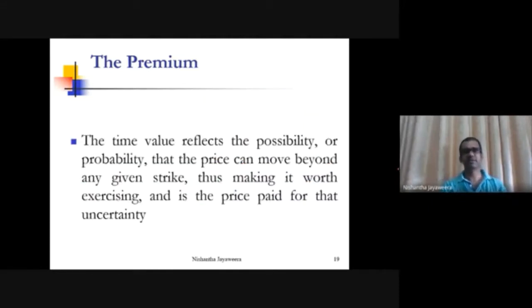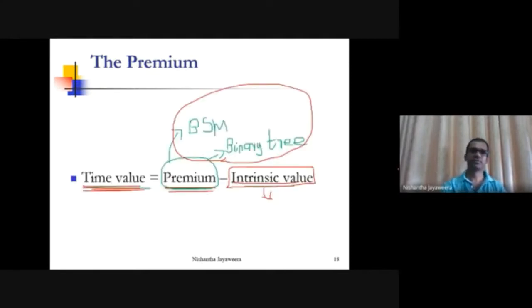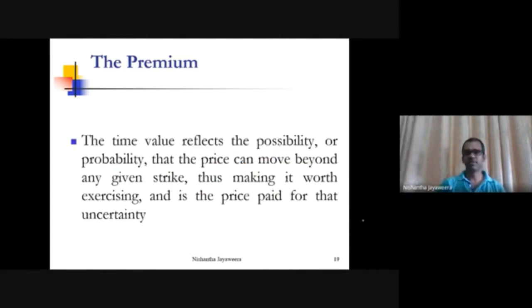As I explained earlier, the time value of the premium reflects the compensation for the uncertainty that the option seller faces during the rest of the lifetime of the option contract. With time, market prices can move up and down, and that can create a risk to the option seller. To compensate for that risk, the time premium is paid.